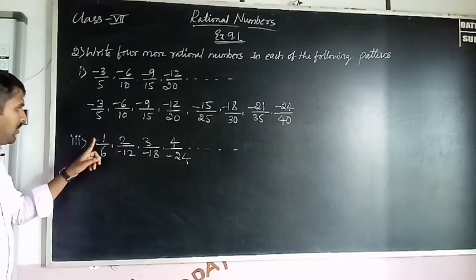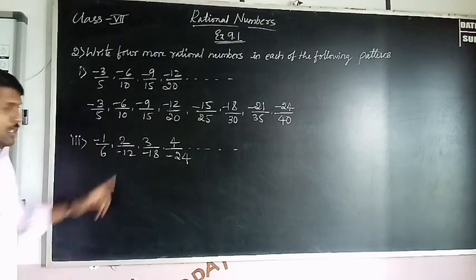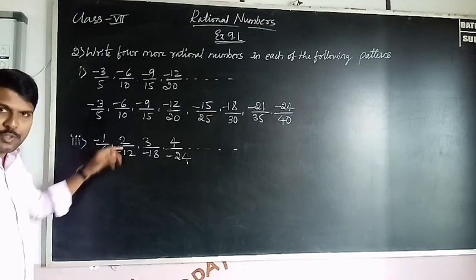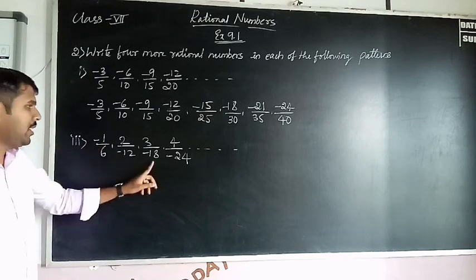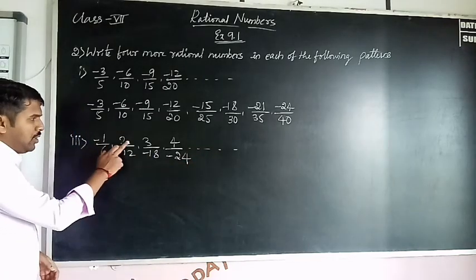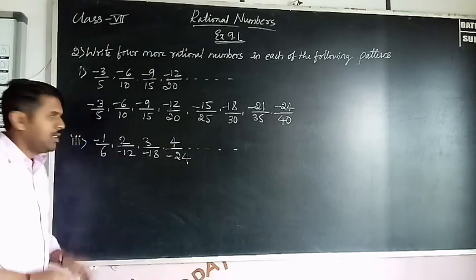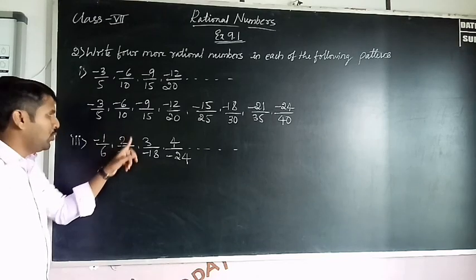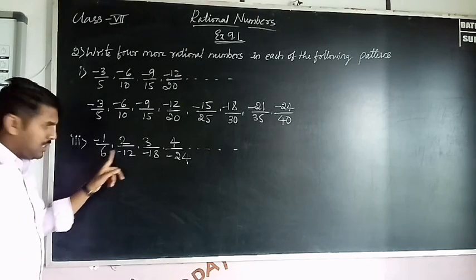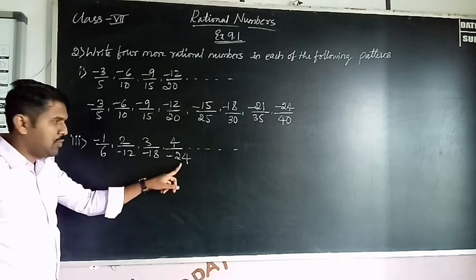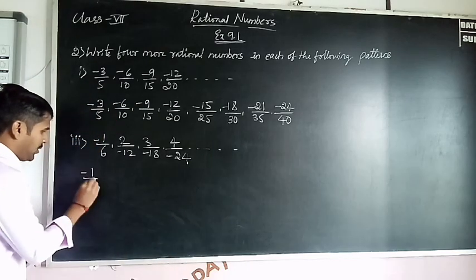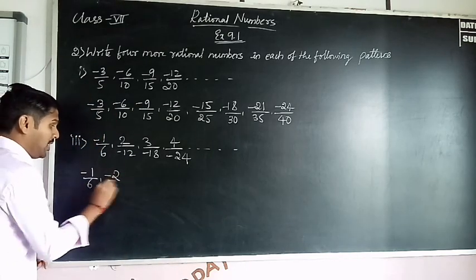So here minus 1 by 6 is there, 2 by minus 12 is there. So here the minus sign is for the denominator, so just take it for the numerator here also. So you should write the next 4. So see here 1 2 3 4. You should multiply 1, 2, 3, 4. The next number must be 5. So 6 ones are, 6 twos are, 6 threes are, 6 fours are, 6 fives are. So first write down minus 1 by 6, minus 2 by 12.